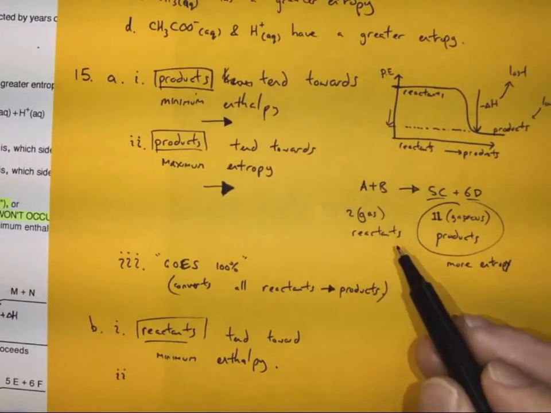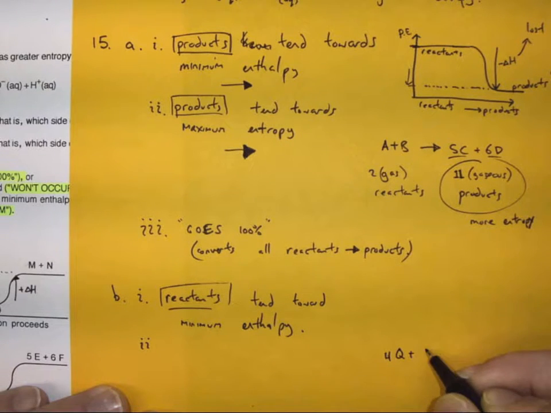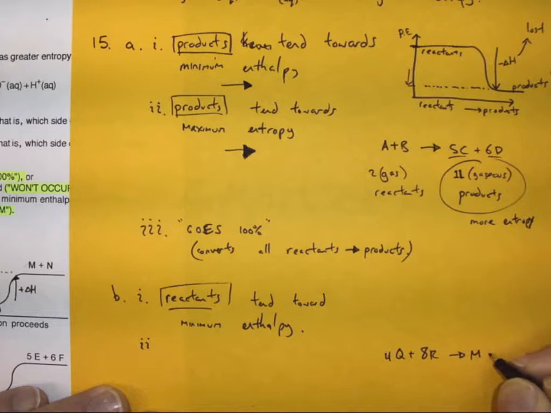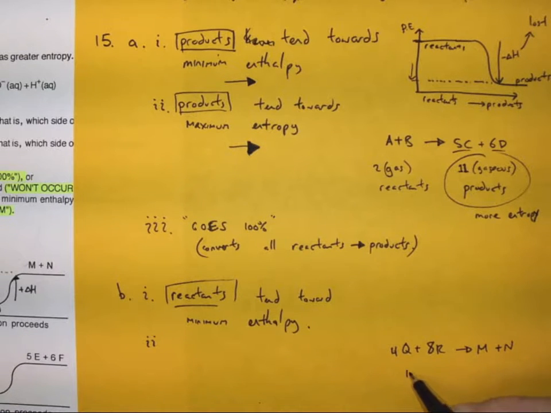And so just for the same reason, if I consider 4Q plus 8R, and all those different molecules all form together into 2 more highly organized molecules. Well, I have 12 gaseous reactants, and I have 2 gaseous products. And this has more entropy.